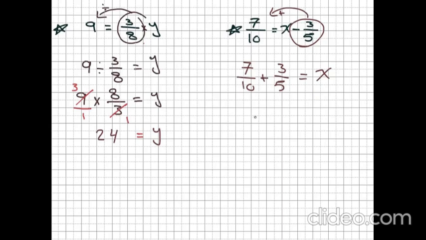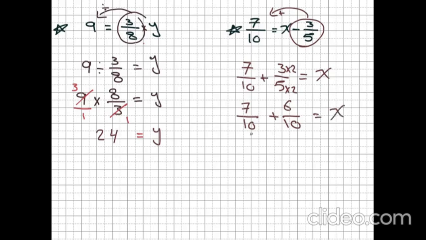Yes, now I can take 10 as the new denominator. Here 10 stays 10, 7 stays 7. Here 5 changes to become 10. We multiply by 2, and here also multiply by 2. 3 times 2, the answer is 6. All of this is equal to x.